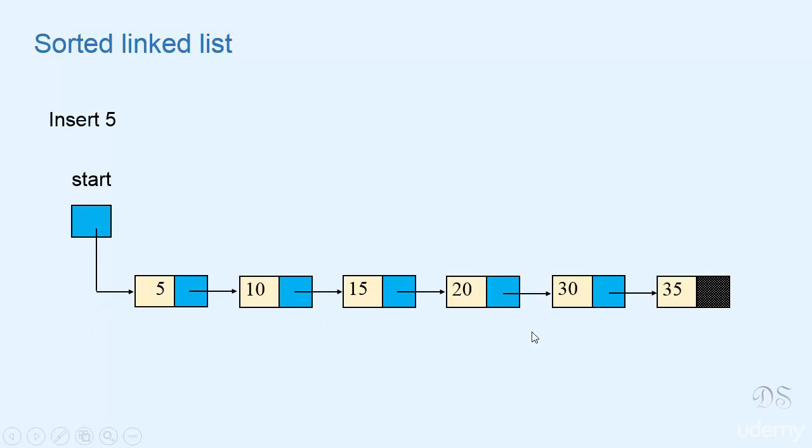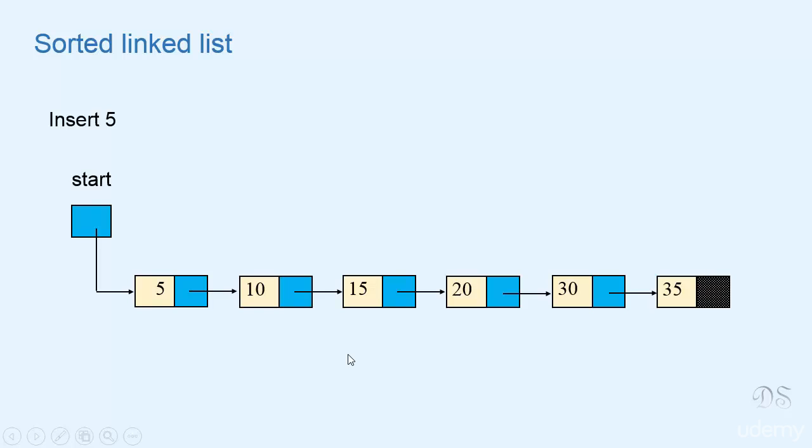Now searching in a sorted linked list takes less time because we can stop as soon as we get an element that is greater than the element to be searched. For example, in this list, if we have to search element 12, then we start at this node, we go to this node, and when we reach this node, we can say that 12 is not present in the list.